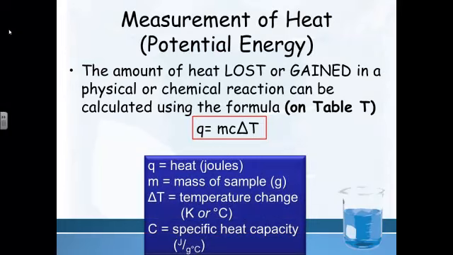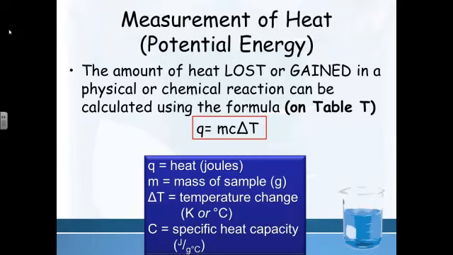A measurement of heat, or potential energy. The amount of heat lost or gained in a physical or chemical reaction can be calculated using the formula on Table T, Q equals mc delta T. You're given what all the variables mean. You're not given that Q is measured in joules. You do have to remember that.